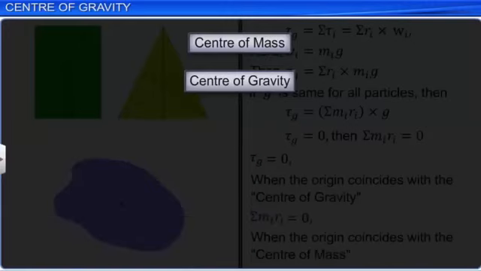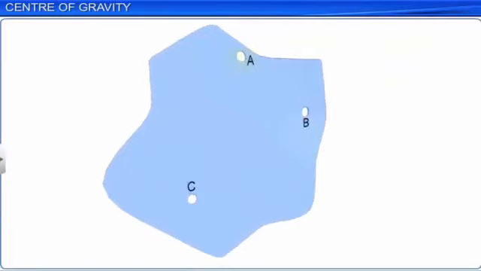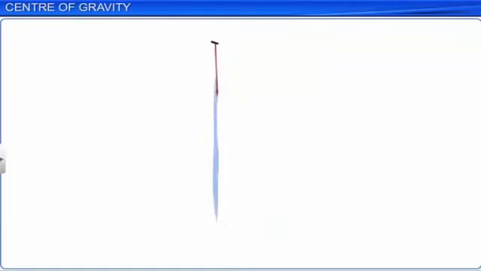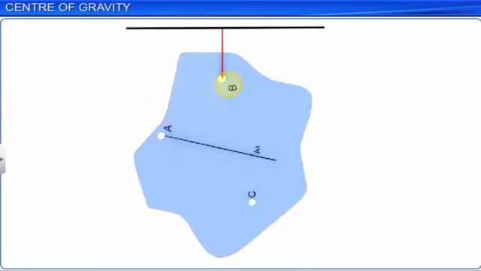We have another useful method to find the center of gravity of a rigid body of uniform thickness. Take the body and mark 3 points A, B and C at 3 positions as shown. Suspend the body from A and draw a vertical line AA1 as shown. Suspend the body from B and draw a vertical line BB1 as shown. Suspend the body from C and draw a vertical line CC1 as shown. The intersecting point of the 3 lines is the center of gravity of the body.